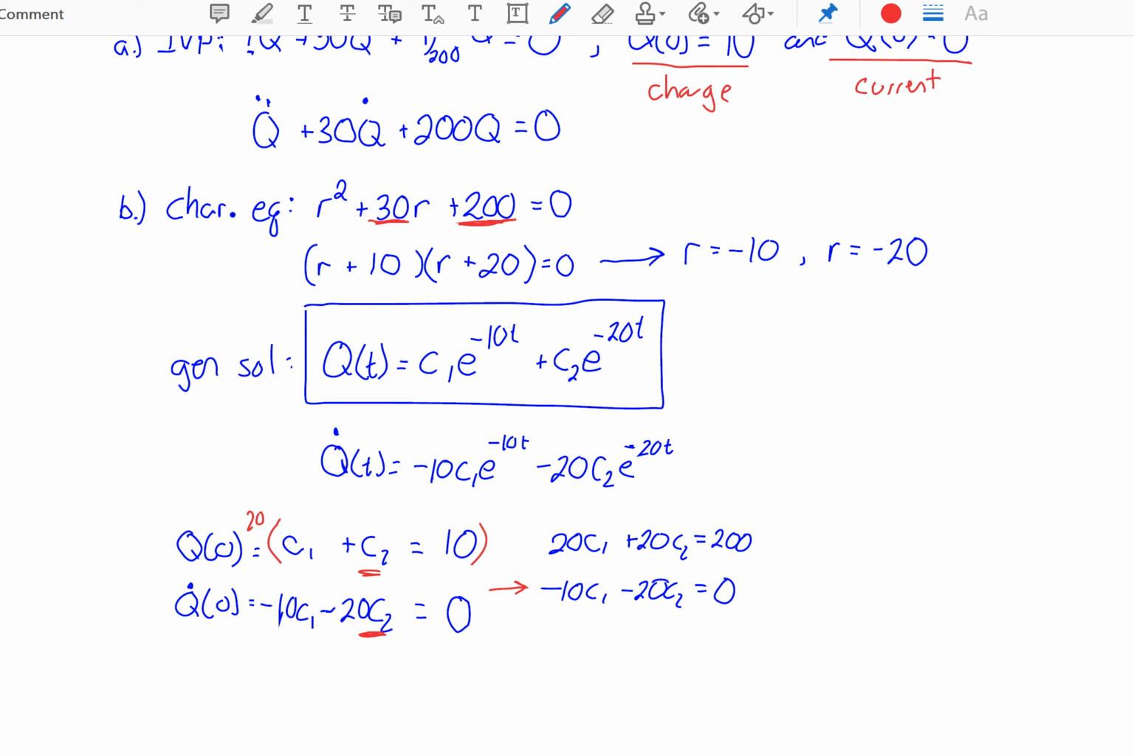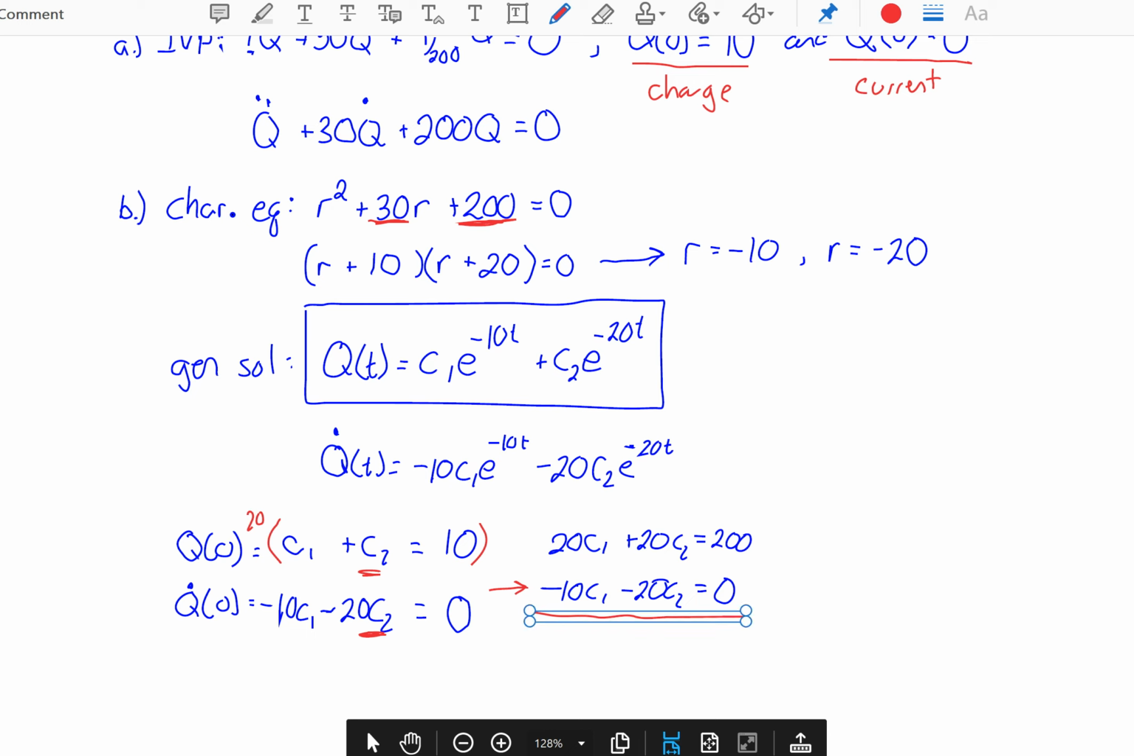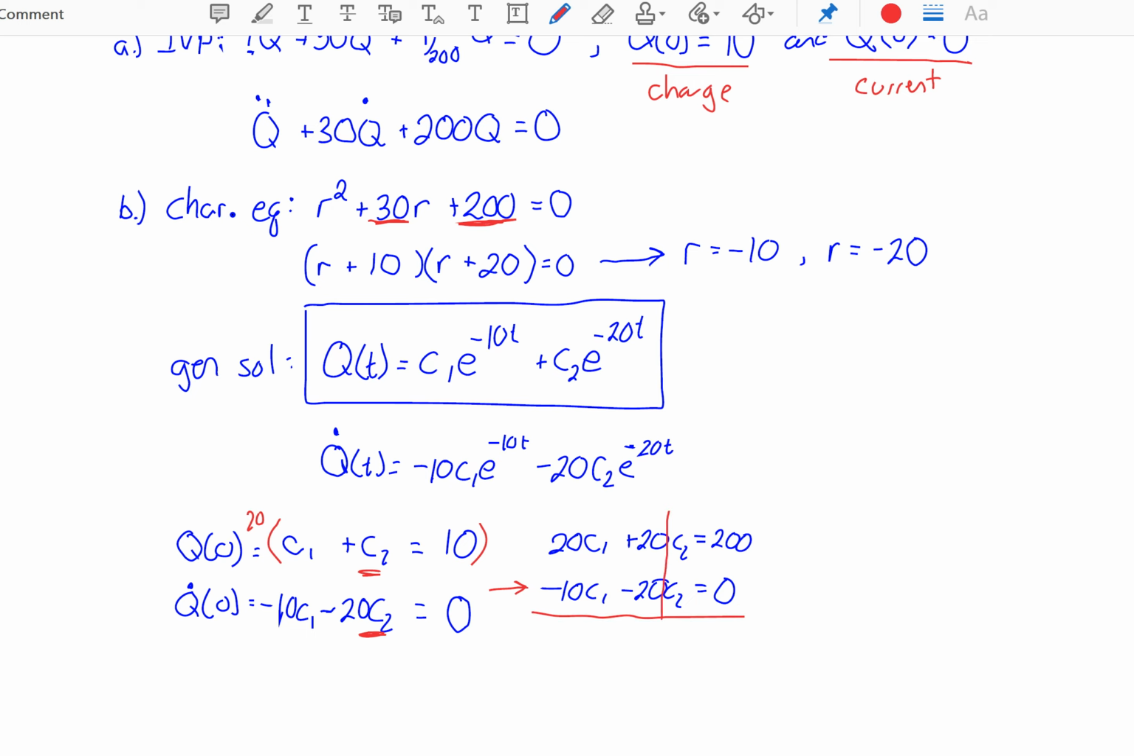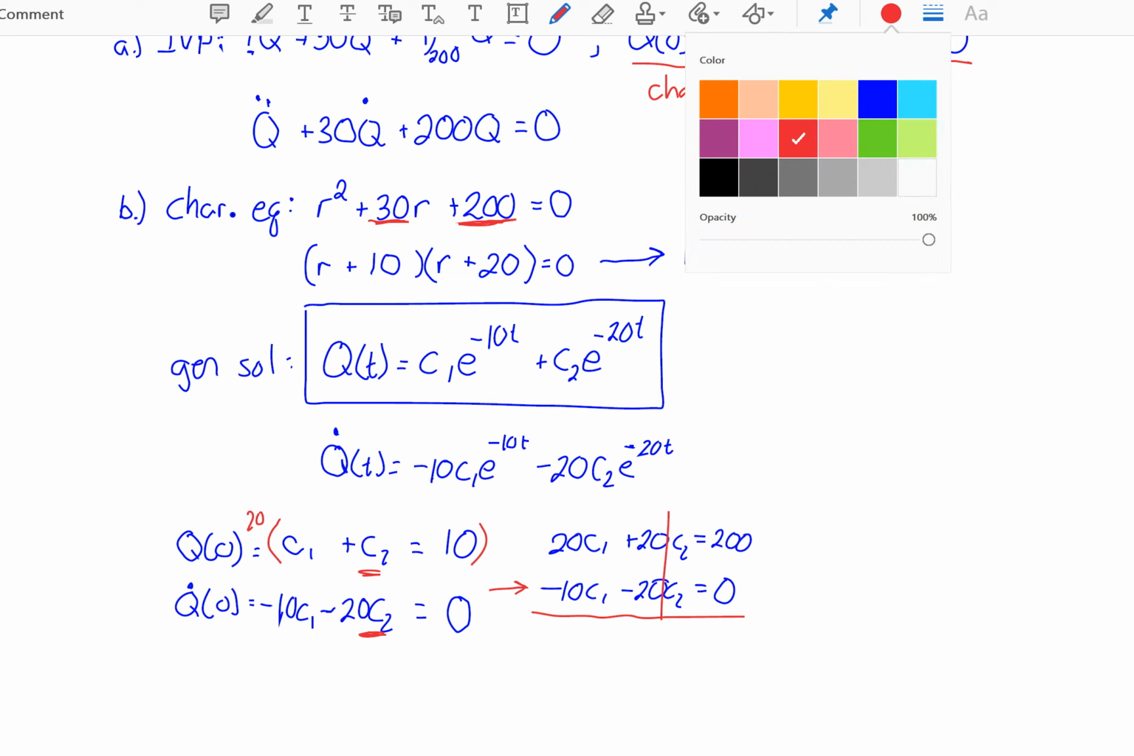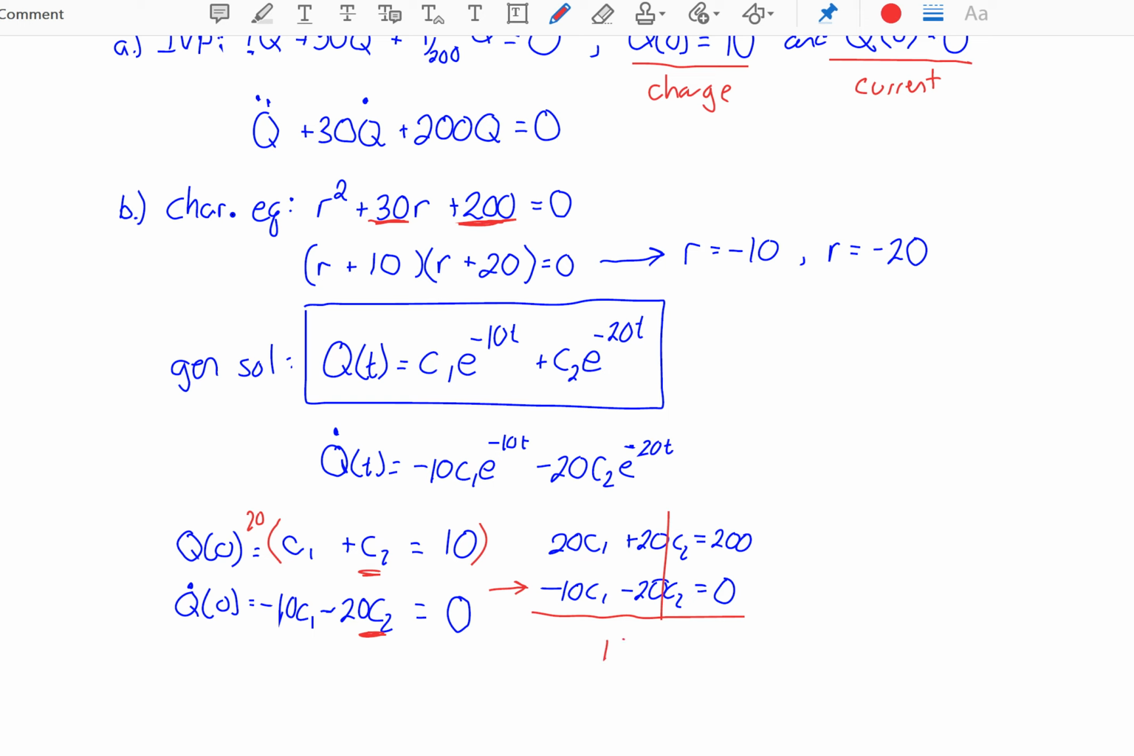And now if we're using the elimination method, we've set this up so that when we add our equations together, the C2 terms cancel. And we'll get 10 C1 is 200, or C1 is just 20.